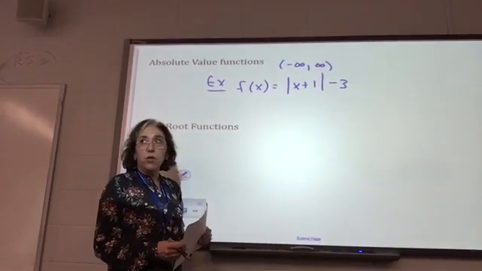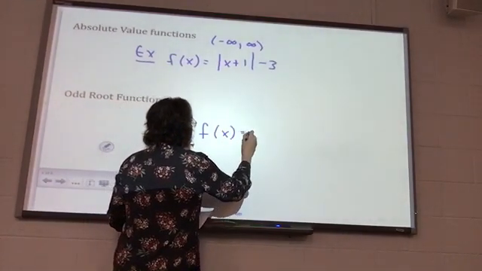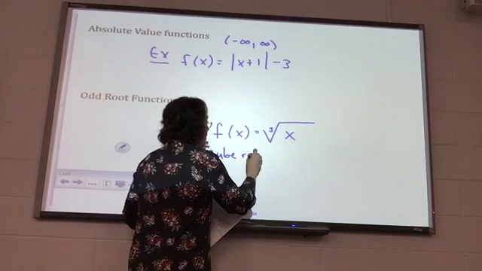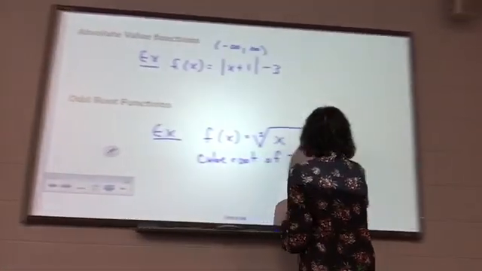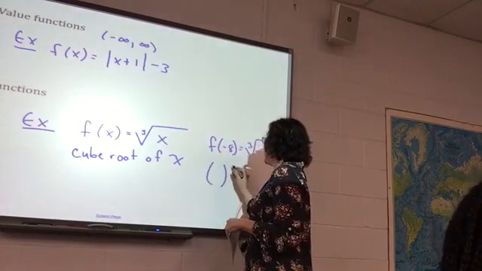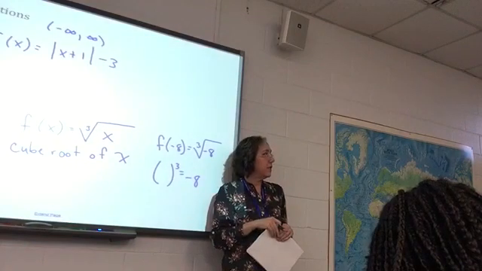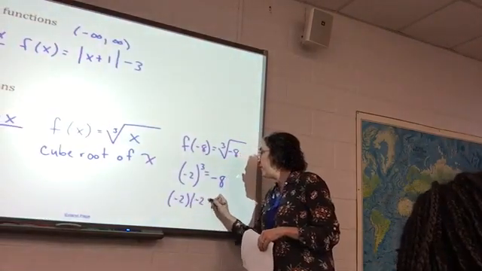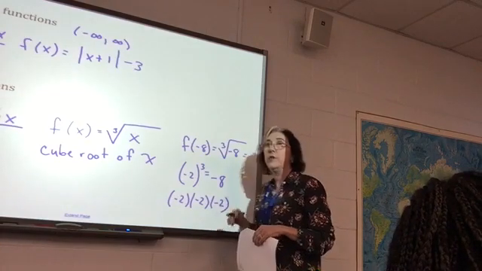Now, if you have an odd root, for example, f of x equals the cube root of x. That's read the cube root of x. Okay? For example, let's find f of negative 8. That's the cube root of negative 8. And so the answer to that question is you think, what number do I have to cube to get negative 8? Negative 2, right? Negative 2 times itself 3 times is negative 8, right? So the cube root of negative 8 is negative 2.